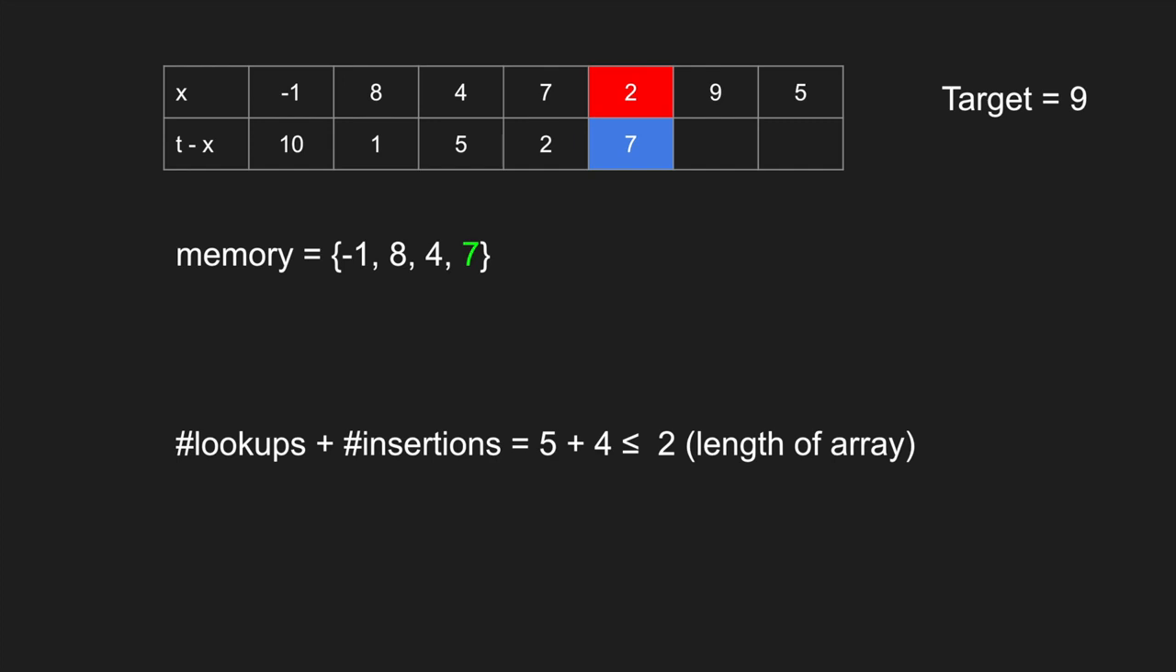Before we move on to the code, we can compute the number of lookups and insertions. Here we have 5 lookups and 4 insertions in the memory. But in the general case, we would expect their sum to be smaller than twice the length of the input array.